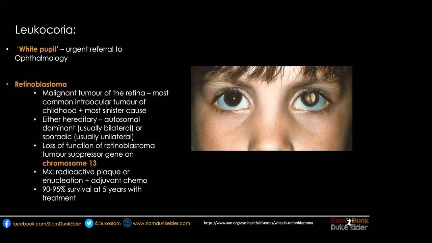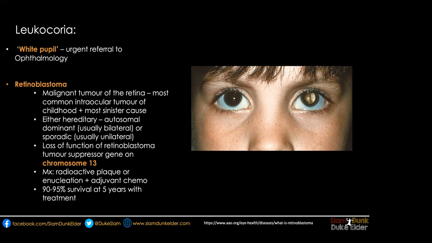So some pediatric conditions now. This is the most common thing I'm sure that you're aware of, leukocoria. So this is your white pupil. If you ever see this in a child, this is very alarming and requires an urgent referral to ophthalmology. The most worrying and most sinister cause of this is a retinoblastoma. This is the most common intraocular tumor of childhood.